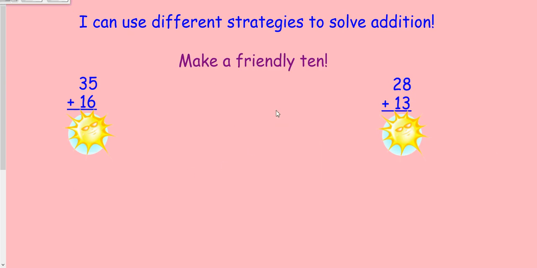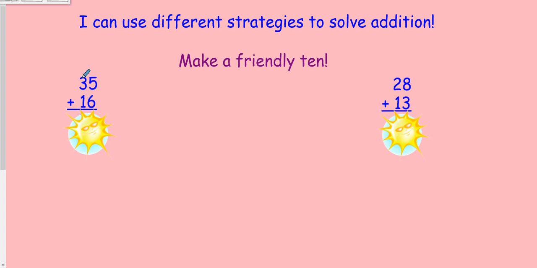Another strategy that we have been learning about is making a friendly 10. We are going to use a math picture to show how we can make a friendly 10 when we are adding. Let's read the problem. 35 plus 16 equals unknown number. Look for your plus or minus sign. It's a plus sign, so we are putting together. What are the parts for putting together? 35 and 16. Let's use a math picture for this problem.